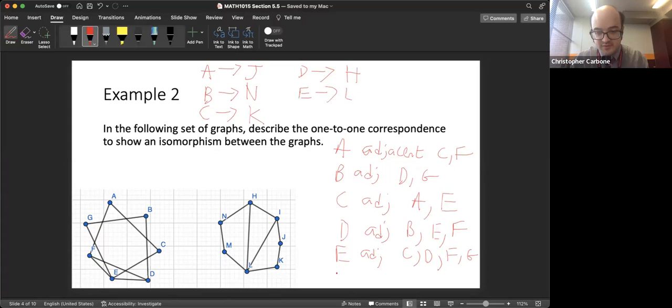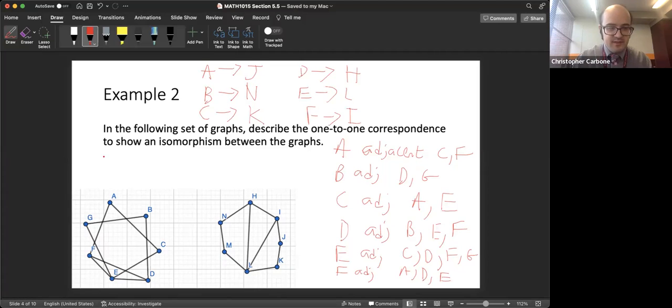Likewise for F, it's adjacent to A, D, and E. Again, this one has 3. So F is going to correspond to the point I.